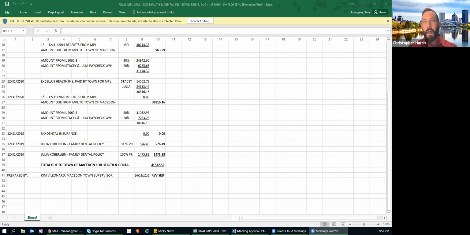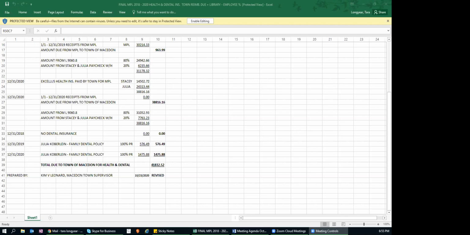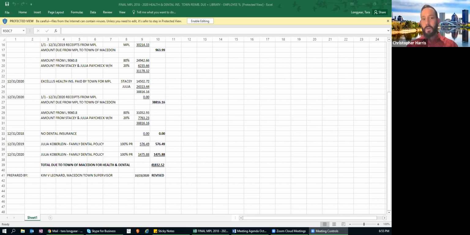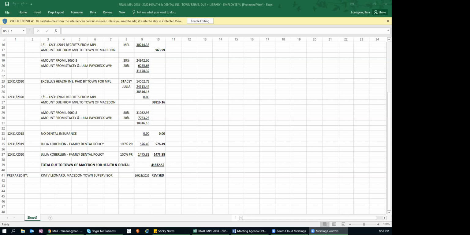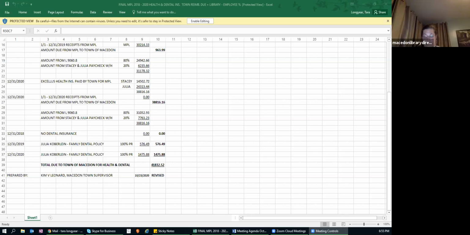Okay. There might be differences in how that 30,214 should be applied, whether some of that should be applied to dental versus health insurance, however you want to slice it. The bottom line is that the library owes the town 41,832. Okay. So do we want to make a motion to add that to the abstract?